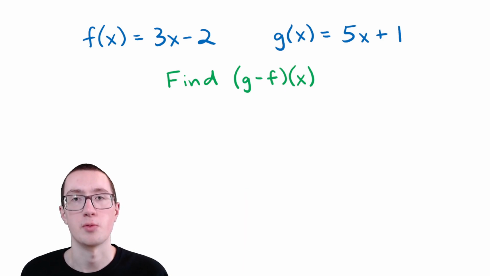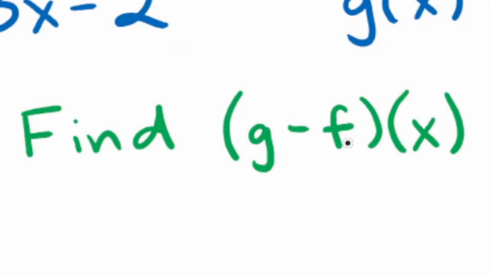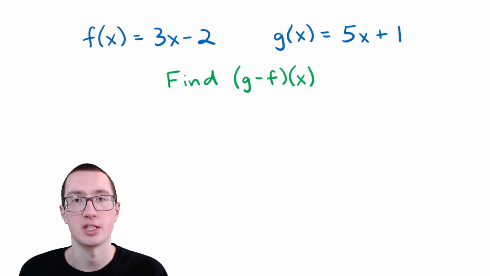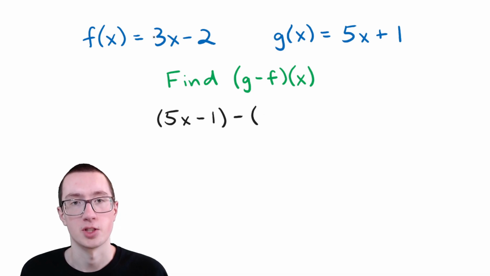Now here's another example. This time we need to subtract functions, and this time we're doing g minus f. So we're going to set this up the same exact way as before, but with a minus sign. But instead of putting f first, we're going to put g first, because g is first in this, g minus f. So we have 5x plus 1 for g, and then minus, because we're subtracting, f, which is 3x minus 2.